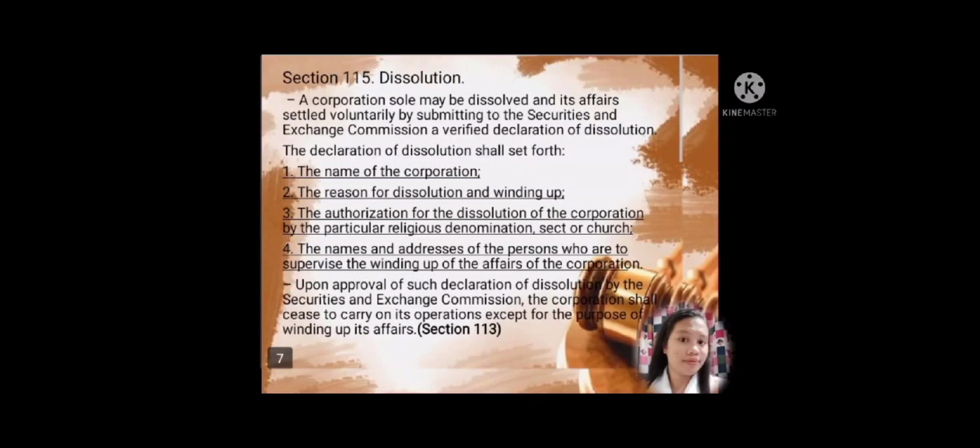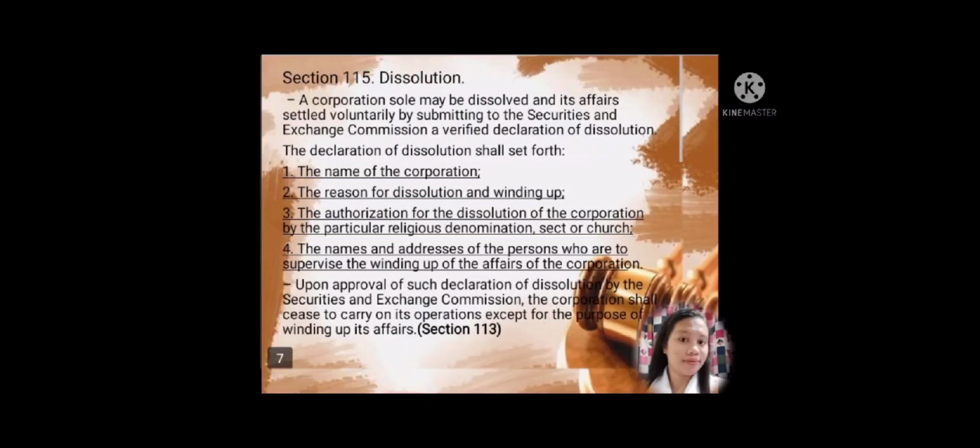Section 115, Dissolution. This section means that the corporation sole will not be dissolved unless the bishop, archbishop, and etc. who was appointed as corporation sole to administer and manage the properties of the religious denomination itself files for the verified declaration of dissolution.